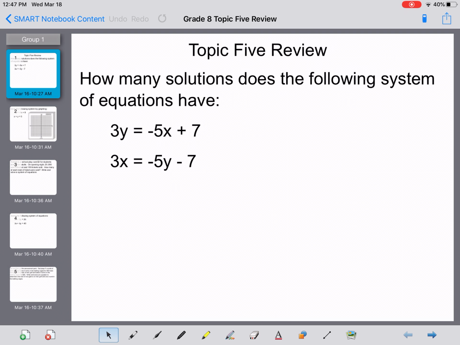Today's lesson is on topic 5 review. How many solutions does the following system of equations have? 3y equals negative 5x plus 7 and 3x equals negative 5y minus 7. Take a second to copy down the question.